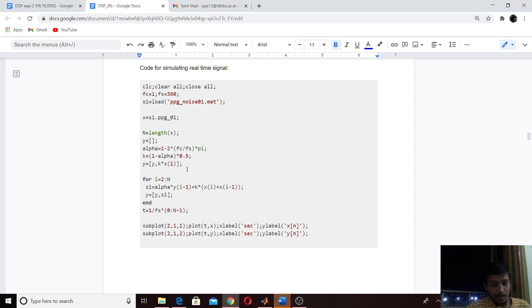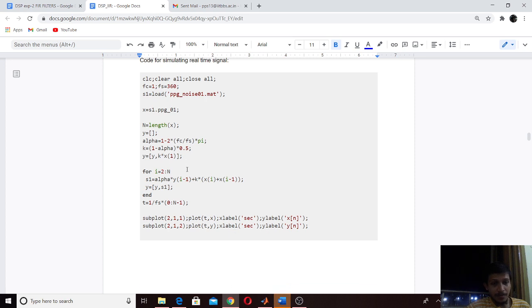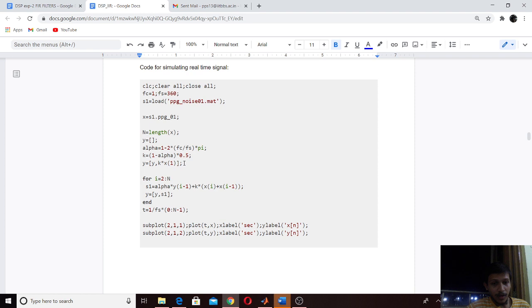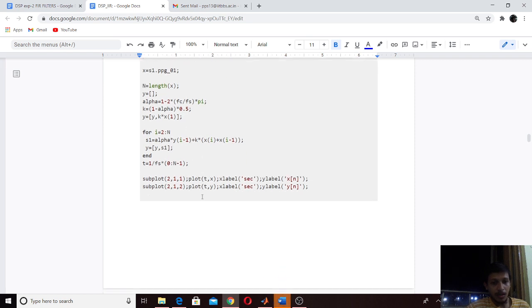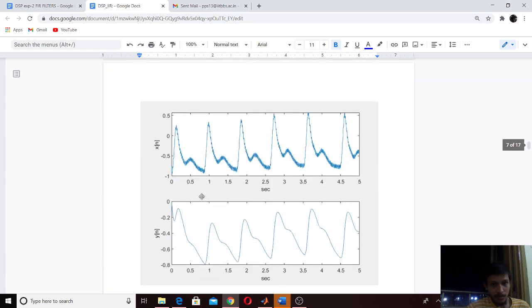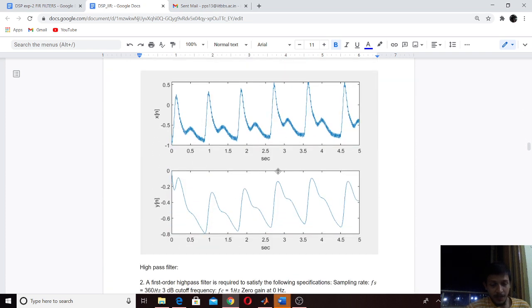Given a PPG signal x of n of length n, we derive a signal y of n of length n by using this simple first order low pass filter. The plots obtained are as follows. Clearly, we can see that the number of spikes is reduced and y of n is smooth.